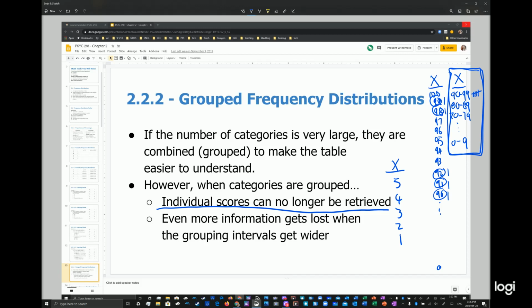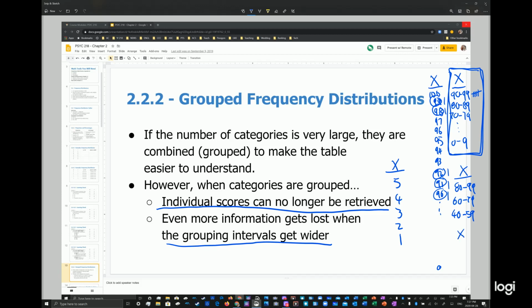And then, as the intervals get larger or wider, so let's say instead of intervals of 10 points, I go even larger. I go 80 to 99, 60 to 79, 40 to 59. So see here now, instead of an interval of 10, I have an interval of 20, and I group more scores together, more information is lost.